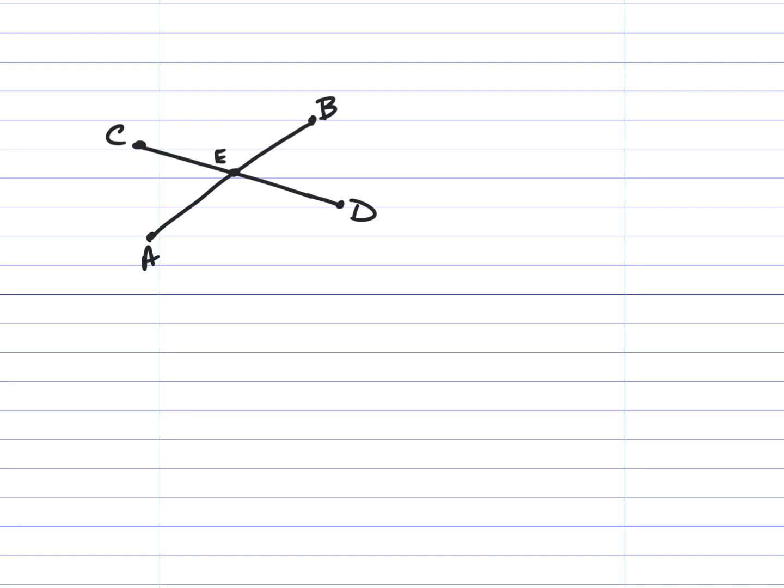And in this video, I want to talk to you about straight angles, vertical angles, and linear pairs. And the way we're going to do that is we are going to find the missing angles in this diagram. So I have line segment AB and line segment CD, and they intersect at point E. And right now, I know that the measure of angle BED is equal to 65 degrees.